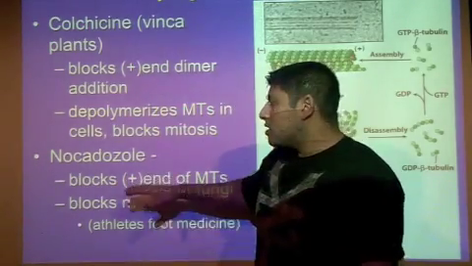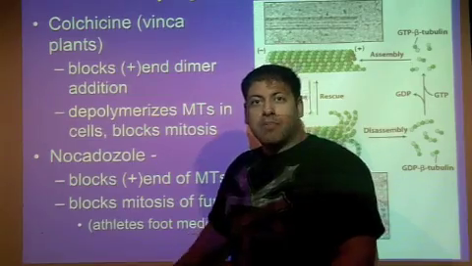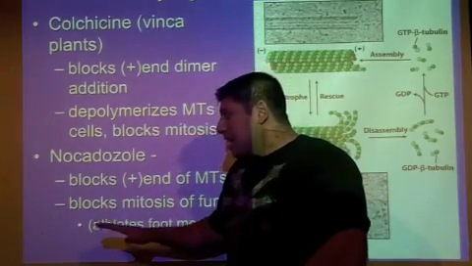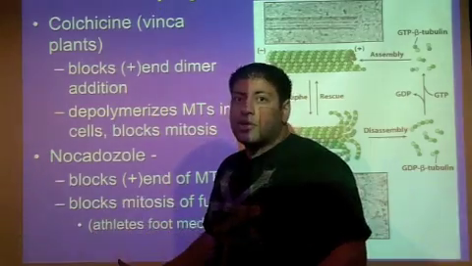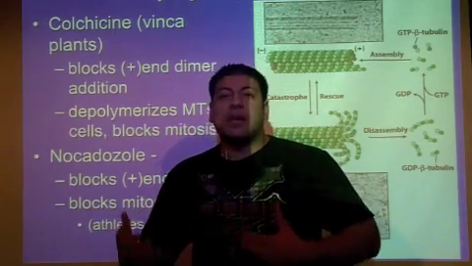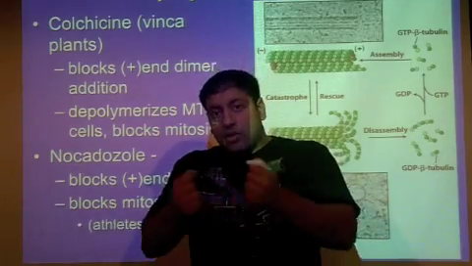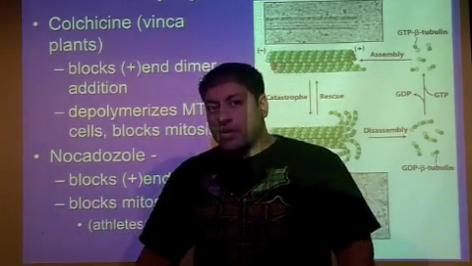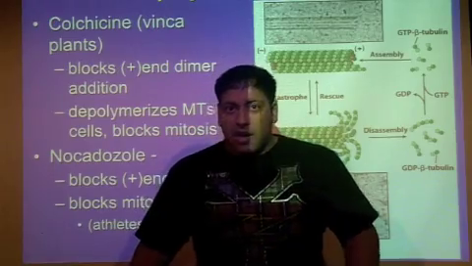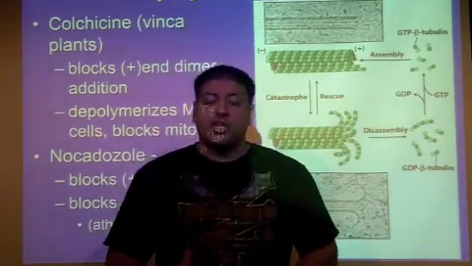And again, nocodazole is used to fight athlete's foot, right? Athlete's foot is basically a fungus that builds up on your feet when you haven't changed your shoes or your socks for a long time, right? And it's going to block mitosis. Because if you don't have enough of these microtubules going through the assembly process, then those microtubules are never going to reach the chromosomes in order to pull them apart during anaphase of mitosis. So if the cell can't go through mitosis, it can't replicate and it can't duplicate. Okay? So that's how these two drugs work, colchicine and nocodazole.